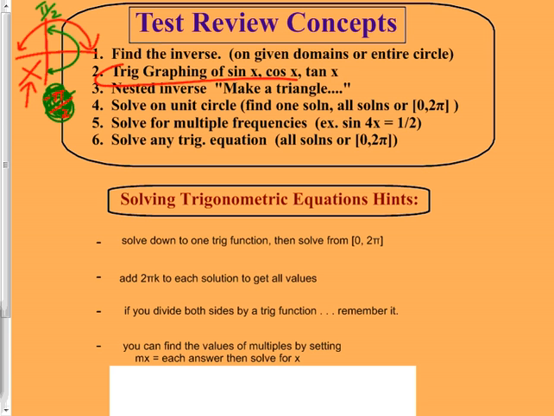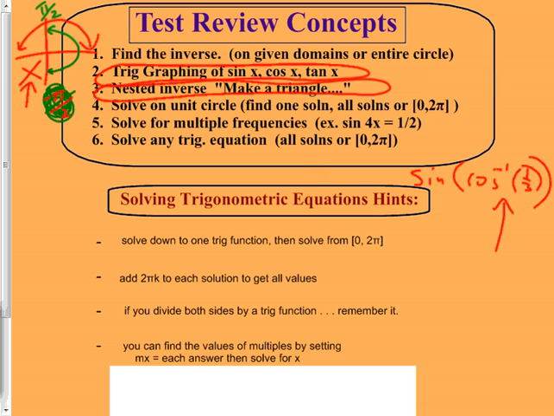Next, you have to do trig graphing. You'll have to know sine or cosine or tangent. That's like the one we just practiced. You'll have to do nested inverses where you're going to make the little triangle. When you have a nested thing like sine of inverse cosine of 1/3 or whatever, you always start by drawing a little triangle in there. And you get the answer for the inside first.